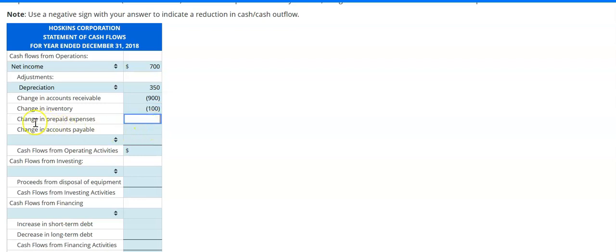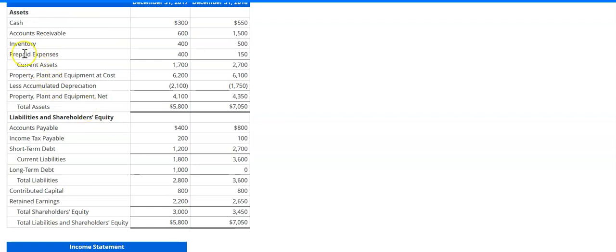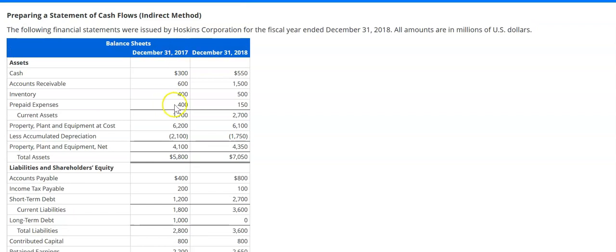Okay. And then we have a change in prepaid expenses. Now, prepaid expenses are assets. These are items like supplies, insurance. We could even have prepaid rent. So we're going to go up here to prepaid expenses, and we're going to see that they were, at the end of 2017, $400. Now they are $150. So the asset has gone down. Well, a prepaid expense or a prepaid asset is what we call a deferral. It is a deferred asset. We pay the cash up front, and then we expense the item as we use it.